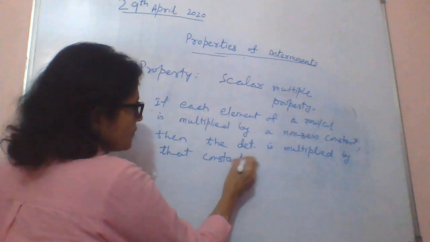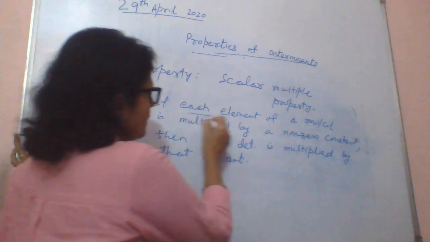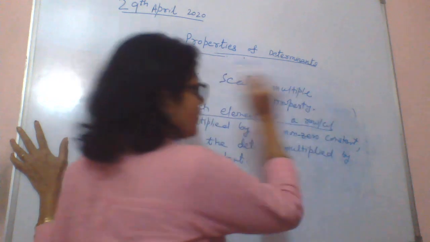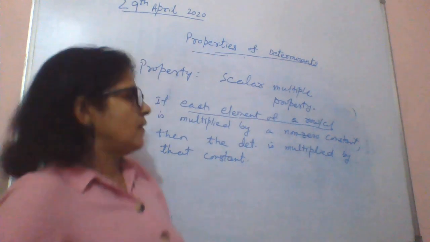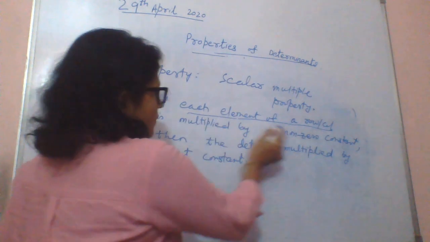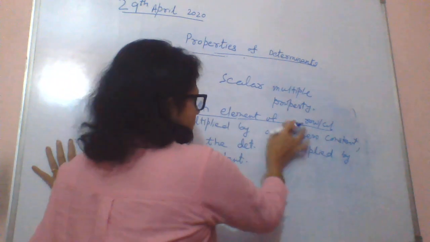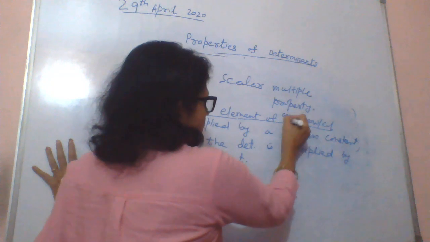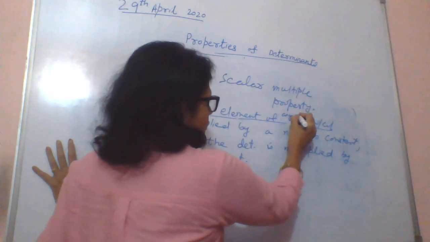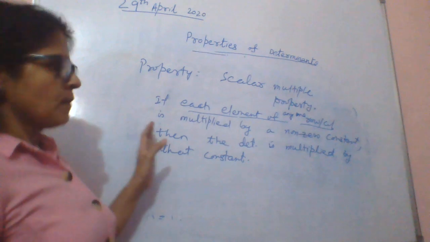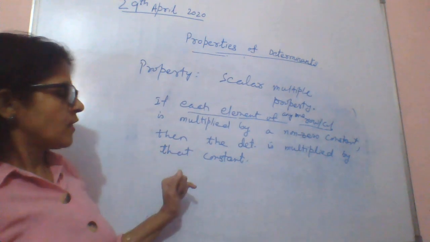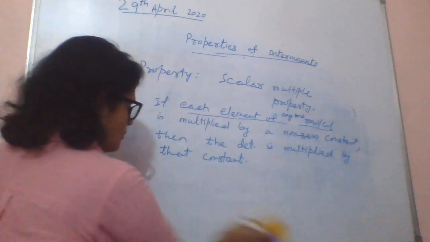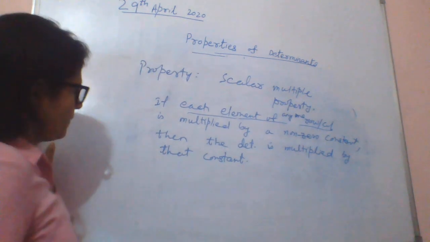Okay, now please note, here it is written if each element of a row or column, means each element of any one row or column. I may write it like this also: any one row or column is multiplied by a non-zero constant, the determinant is multiplied by that constant. So let's see what it means.